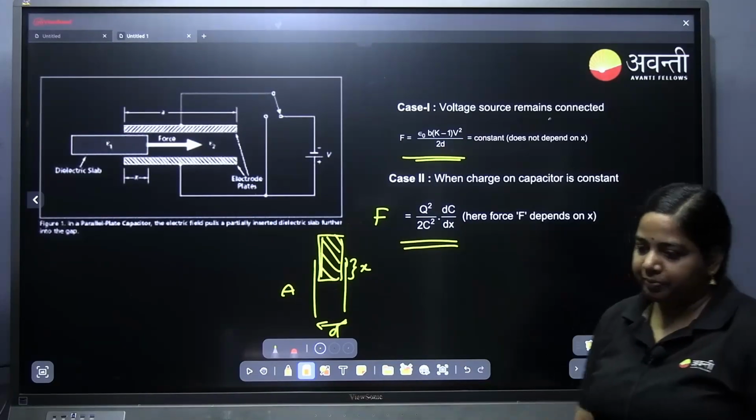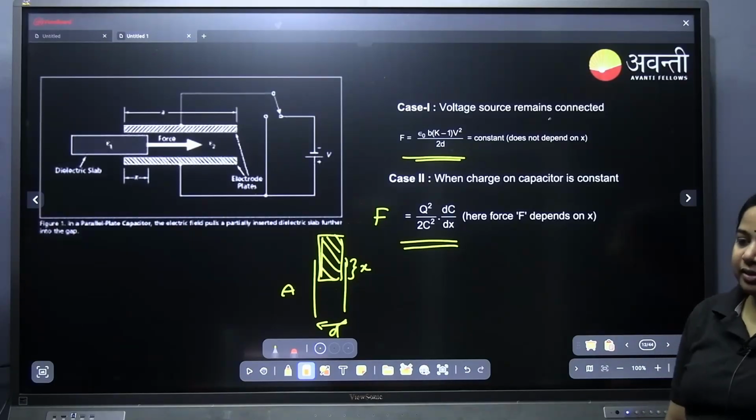Is that clear? Can we move to next slide?